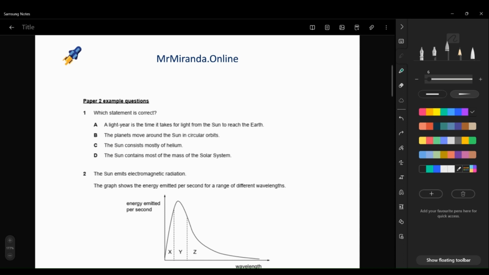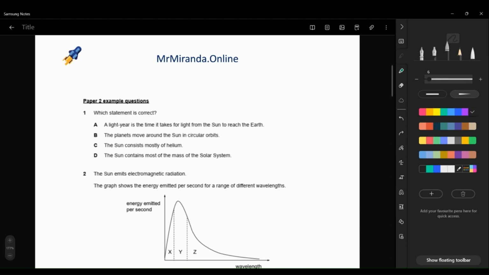Paper 2, question 1. Which statement is correct? A. A light year is the time it takes for light from the sun to reach the Earth. B. The planets move around the sun in circular orbits. C. The sun consists mostly of helium. And D. The sun contains more of the mass of the solar system.